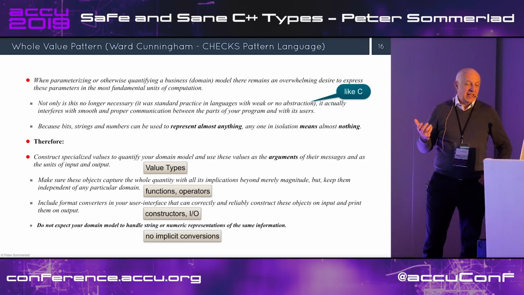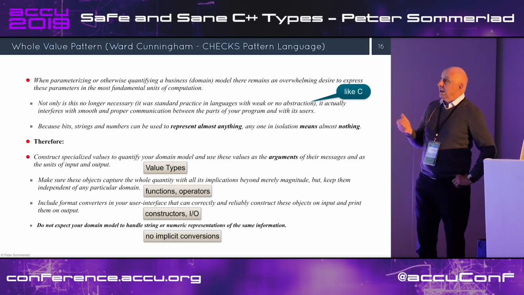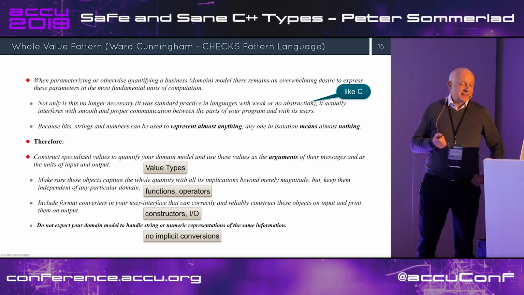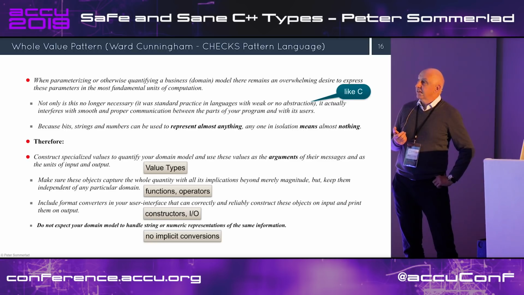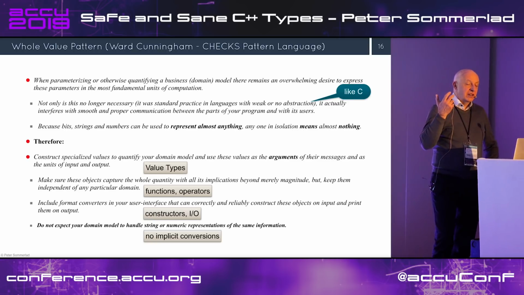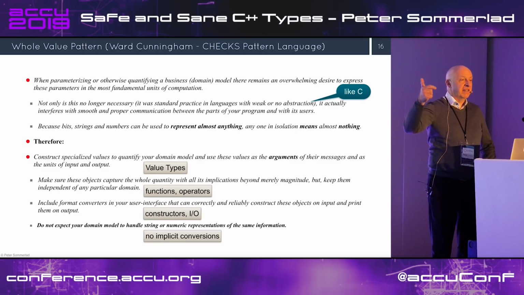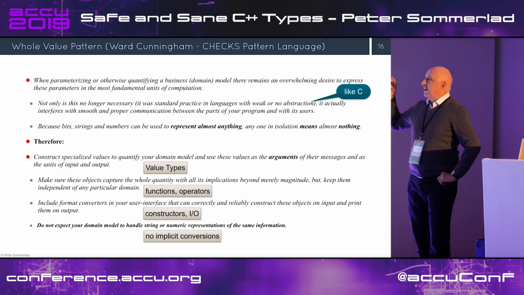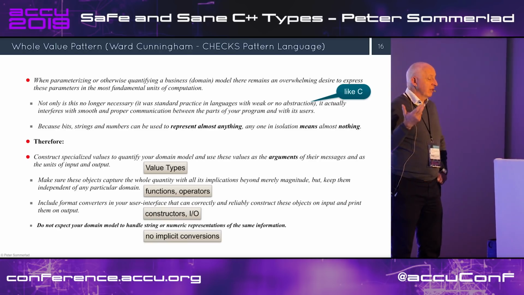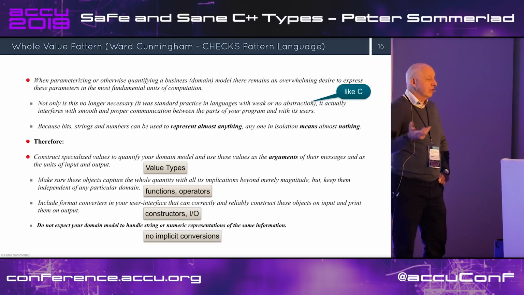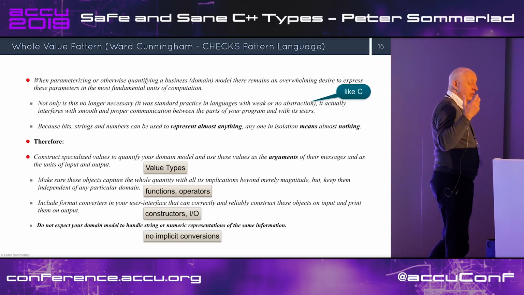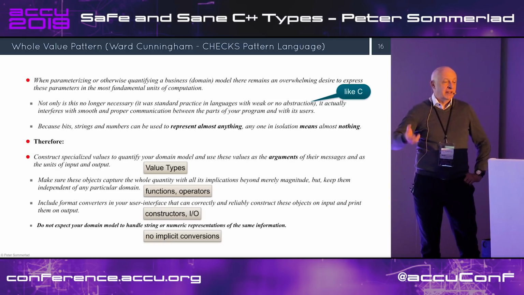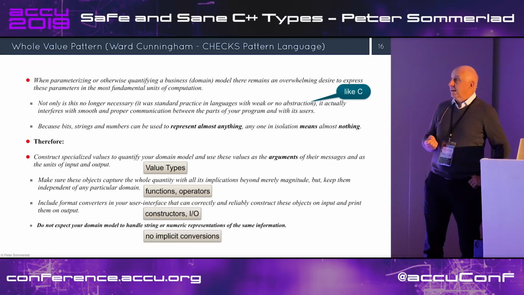And it says, okay, if you use a domain model where you parameterize stuff there, methods or functions, very often you use fundamental units of computation: ints, numbers, strings. The problem is they are not really giving you an abstraction. And in C, you don't have the ability to do your own abstraction. In C++, we can do that. We can define our own types that are as strong as the built-in types.